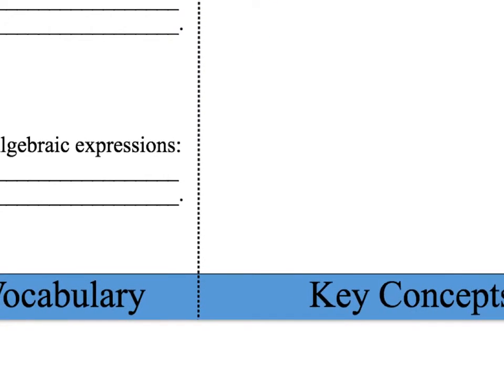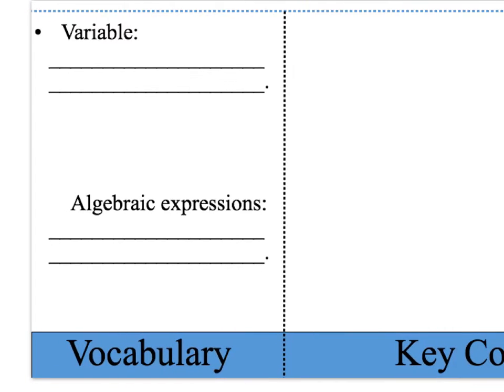So let's talk about the vocabulary on the left-hand side of our notes. The first word is called variable. A variable is a letter that can represent any number. So for example, x is a variable. It could mean any number in the world.